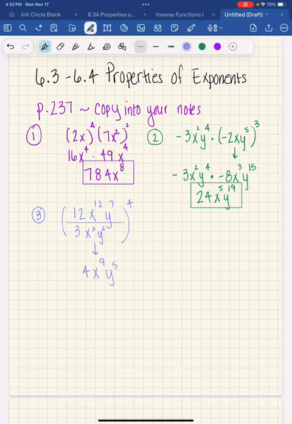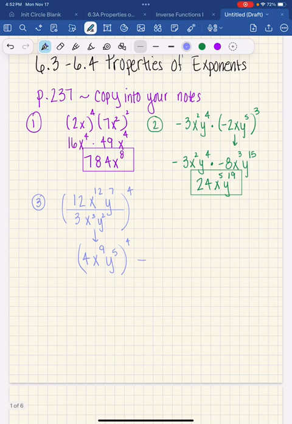And now I'm going to take that and raise it to the 4th power. Be careful, 4 to the 4th power is not 16. 4 to the 4th power is 256. And then you get x to the 36th. Multiply the exponents, y to the 20th. And those are your basic properties of exponents.